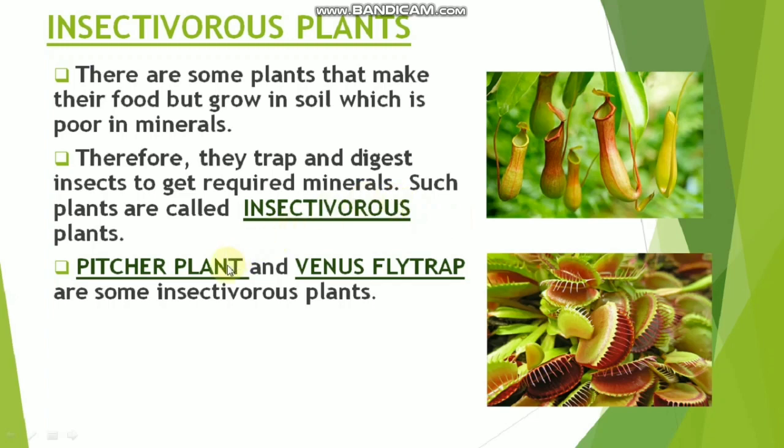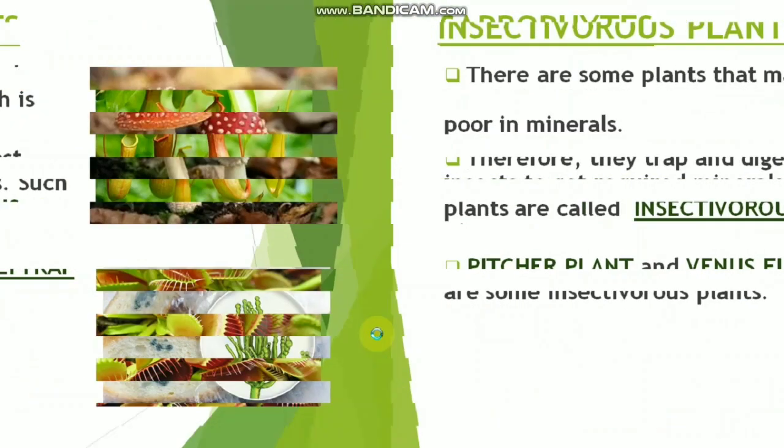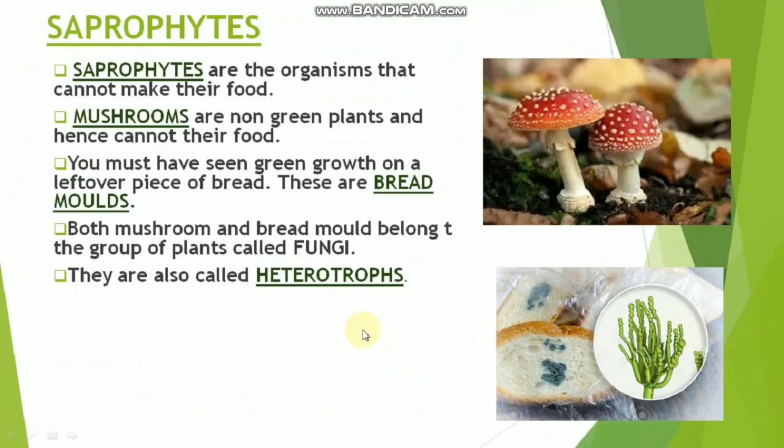Examples are pitcher plant and Venus flytrap. They both eat the insects and get the required minerals. This Venus flytrap, these leaves are very sticky and they trap the insect and then digest it to get the minerals. The next category is saprophytes.